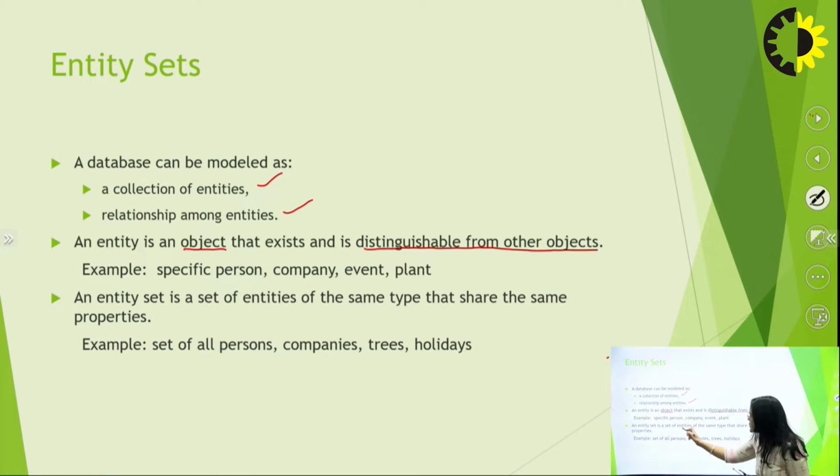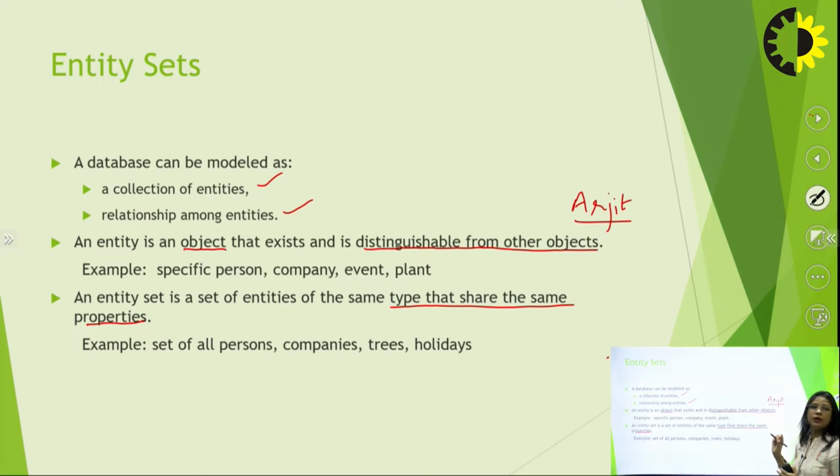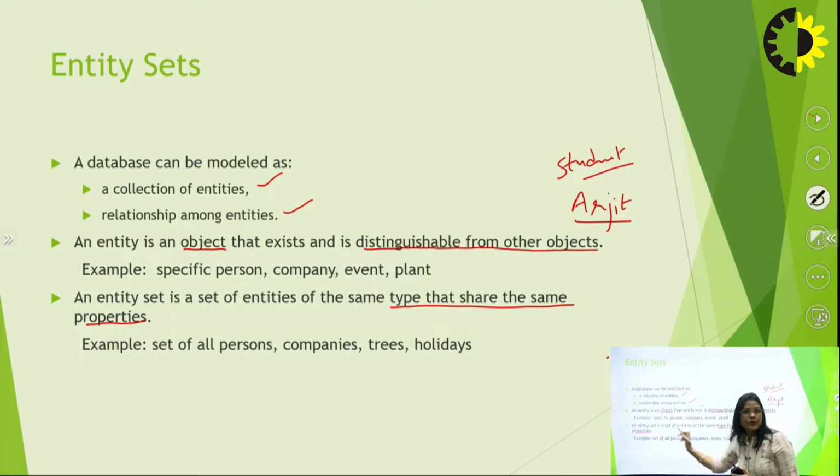An entity set is a set of entities of the same type that share the same properties. So if we talk about Arjit, it will be an object. If we say student, it will be an entity set, because all the students are sharing the same properties, right? Another example can be the set of all persons, companies, trees, holidays and many more, right?